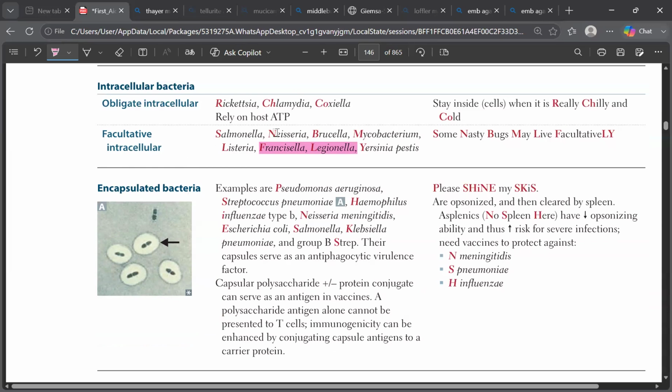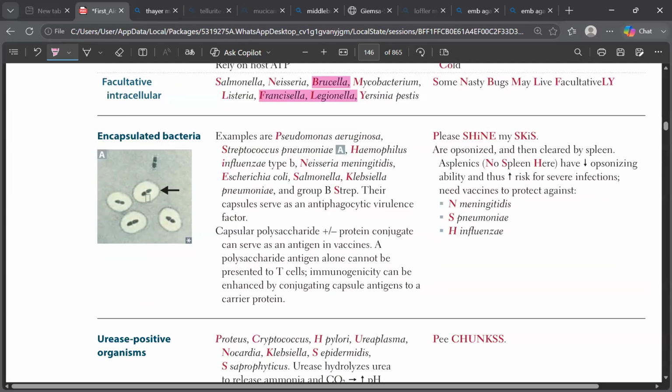So these are Salmonella, Neisseria, Brucella. These sisters, they are very entitled. And Listeria, Mycobacterium, Yersinia pestis, and of course the sisters Francisella and Legionella. And some nasty bugs may live facultatively.